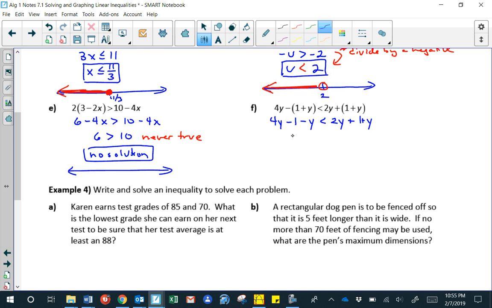And now we can combine some like terms. On the left, we have 3y minus 1 less than, on the right, we have 3y plus 1. Let's subtract 3y from both sides. We get -1 is less than +1. This statement is always true. So this is what we call an identity, which has a solution of all real numbers.